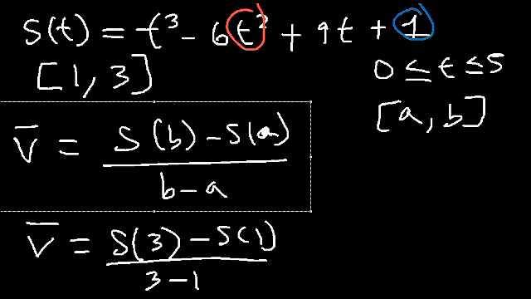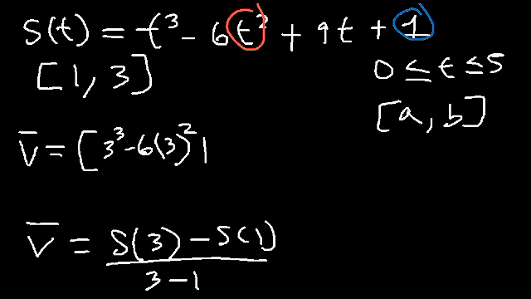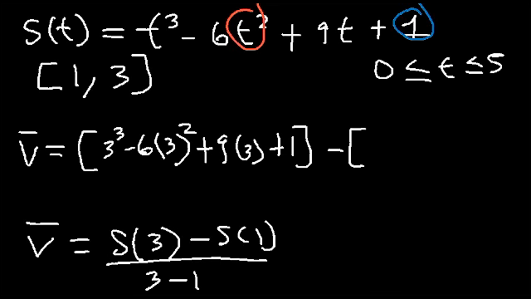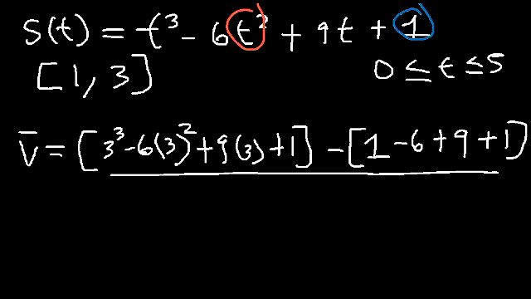So if we plug in 3 into the original equation, what are we going to get? So it's going to be 3 to the third power minus 6 times 3 squared plus 9 times 3 plus 1. So all of that is s of 3 and then minus s of 1, which is going to be 1 to the third power, which is 1, minus 6 times 1 squared, that's 6, plus 9 times 1, plus 1. And all of this is divided by 2, which is 3 minus 1.